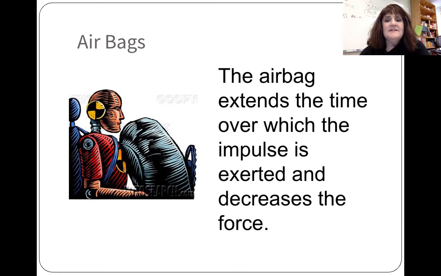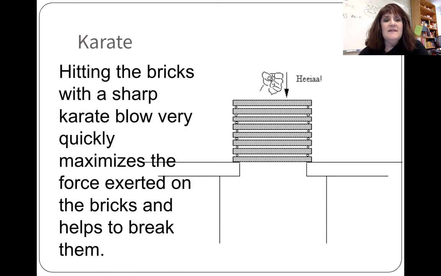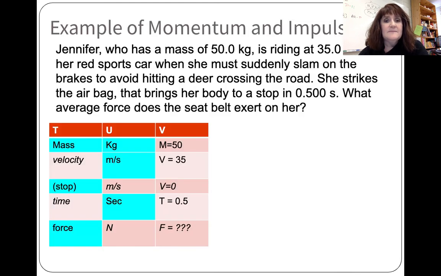Airbags extend the amount of time over which impulse is exerted and therefore decrease the force. If you were to hit the steering wheel instead of the airbag, which you're going to hit the steering wheel too, the airbag simply decreases the force because it increases the amount of time before you hit the steering wheel. A karate chop hitting the bricks with a sharp karate blow very quickly maximizes the force on the bricks and helps them break. So here's an example.